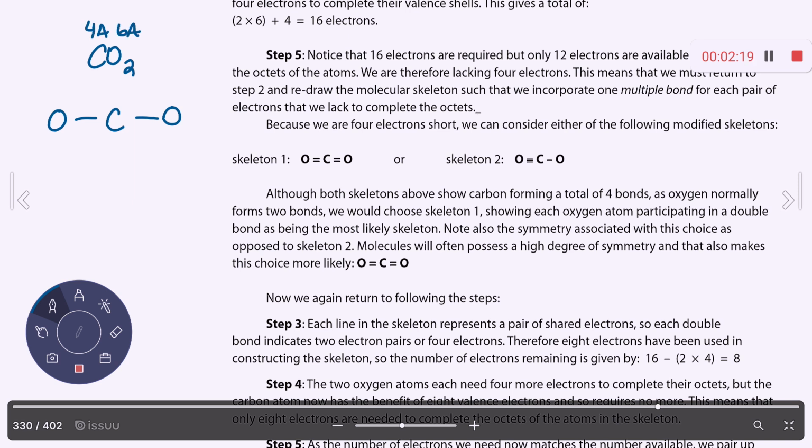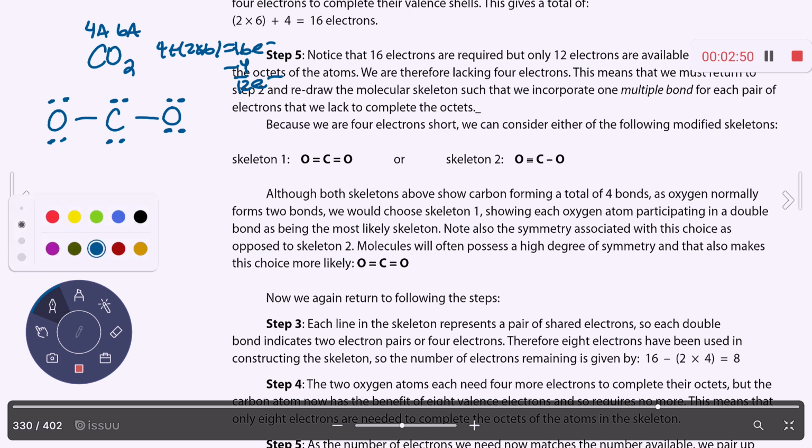Carbon's in 4A, oxygen's in 6A. So 4 plus 2 times 6 would give me 16 valence electrons. Now, I used how many electrons when I drew in my single bonds? 4. So 16 minus 4 is 12. So I'm going to put the remaining 12 wherever I want. 2, 4, 6, 8, 10, 12. Do you see how I ran out of electrons before I could put 8 on the oxygens?